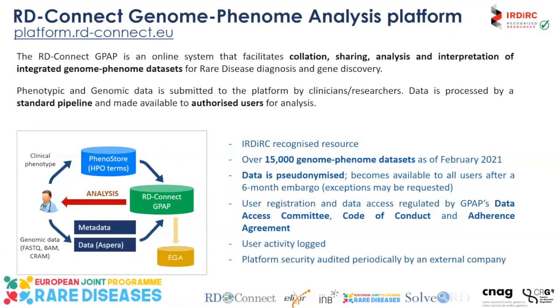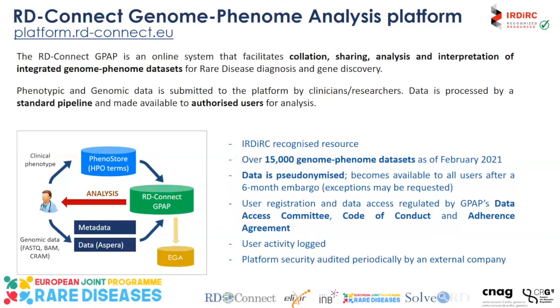So what we do is collect in parallel the phenotypic data and the genomic data, and for the phenotypic data we use standards like HPO, Ordo, and OMIM. And for the genome data, we take the raw data, usually as a FASTQ file or as a BAM file, and then we process the data through a standard analysis pipeline, which is very similar to the GATK best practices. And then we make this integrated data available to authorized users for analysis and collaborative analysis, let's say. This is an early recognized resource for 2 or 3 years already now.